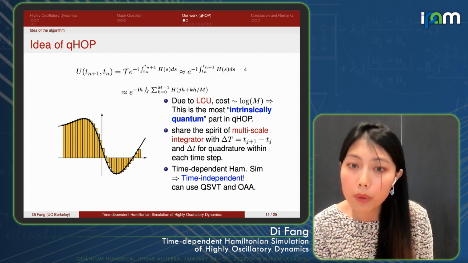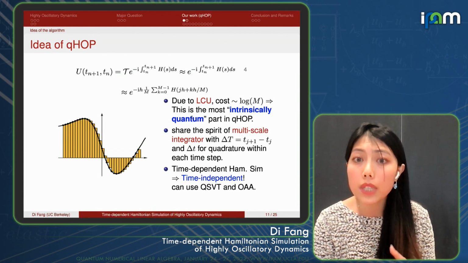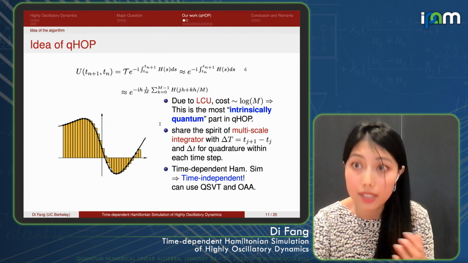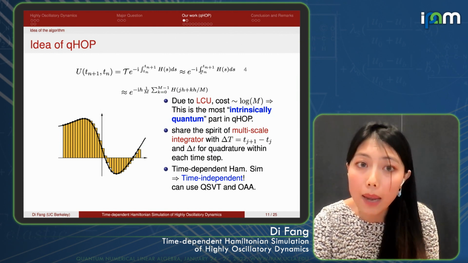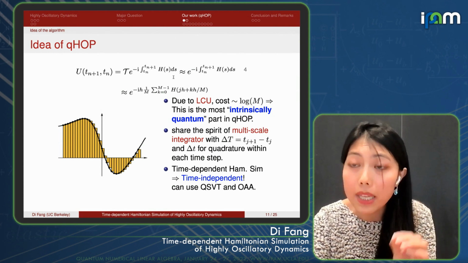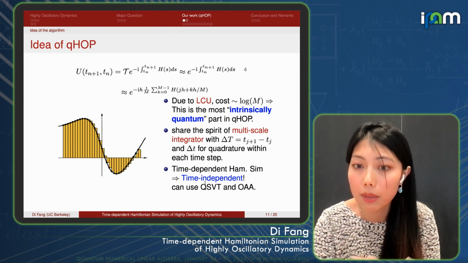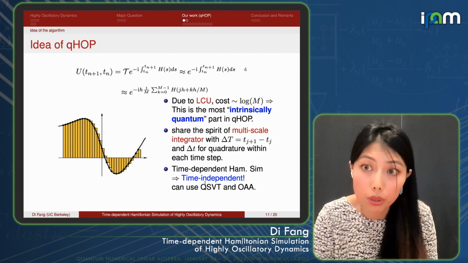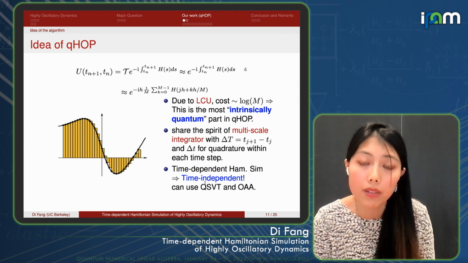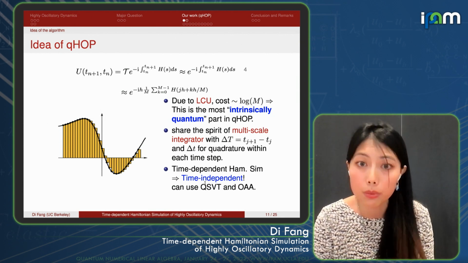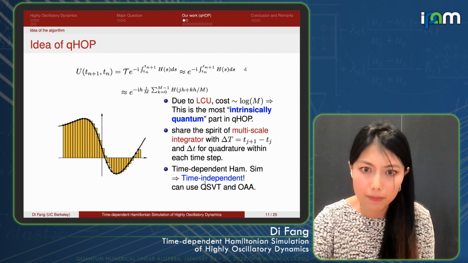In the end, I also want to remark that after doing this numerical quadrature, we will be successfully turning this time-dependent problem into a time-independent problem. And then we are able to use the best scaling algorithms such as QSVT and OAA, oblivious amplitude amplification, to directly simulate this dynamics.